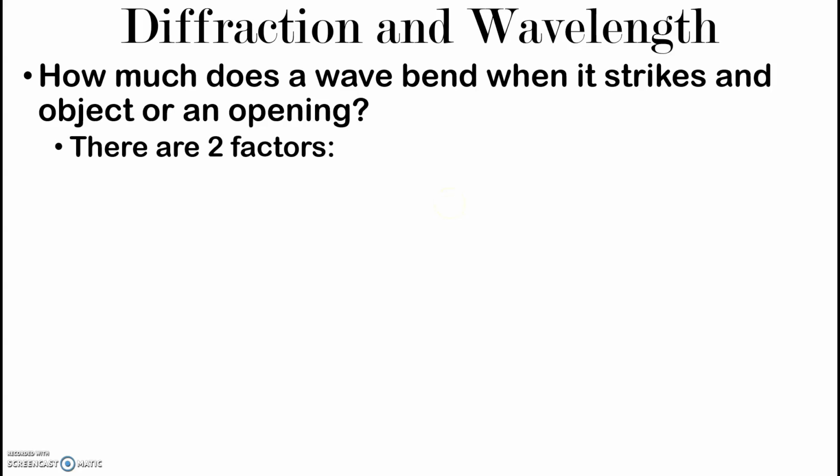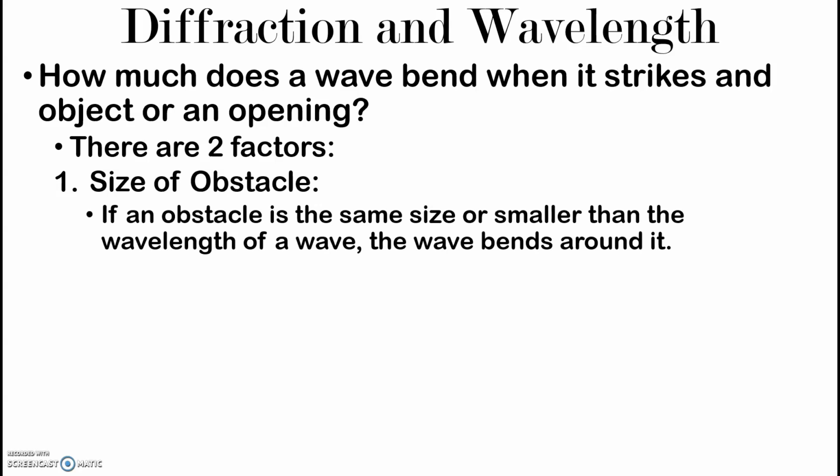There are two factors that we need to be aware of. Okay. First factor is the size of the obstacle. All right. If the obstacle is the same size or smaller than the wavelength, remember the wavelength is the one point of a wave to the next point, from either crest to crest, trough to trough, or halfway through. All right.